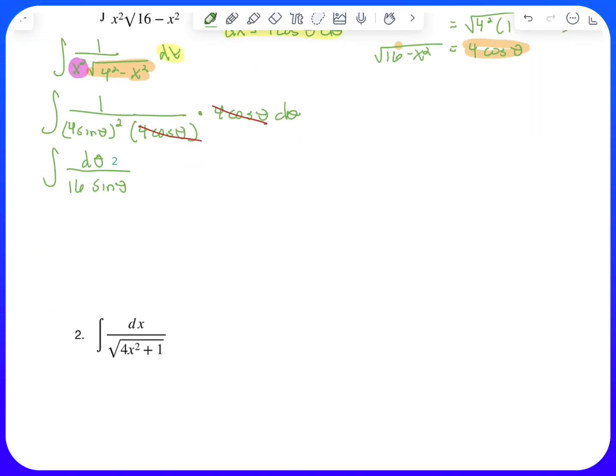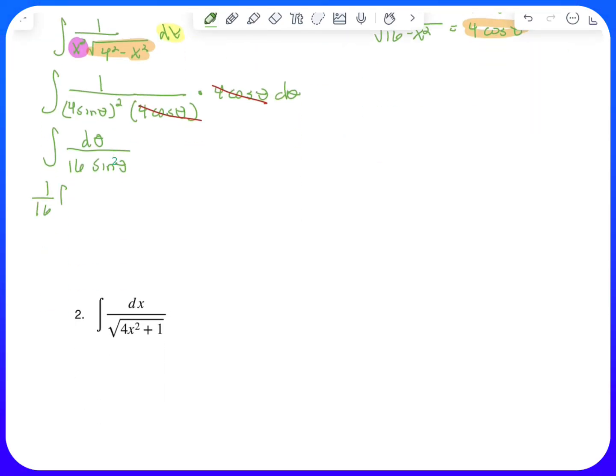And so that is the integral of, factor out the 1/16, of cosecant squared theta d theta. And we know that the integral of cosecant squared theta is negative cotangent theta. So our answer is negative 1/16 cotangent theta plus c.